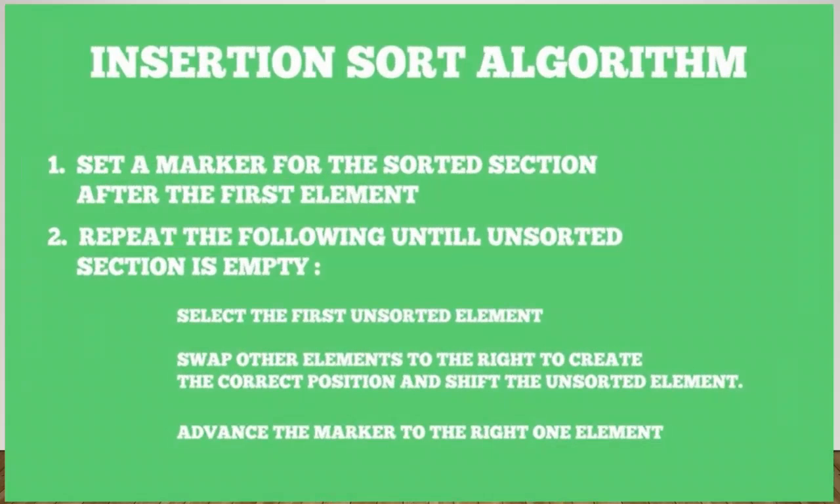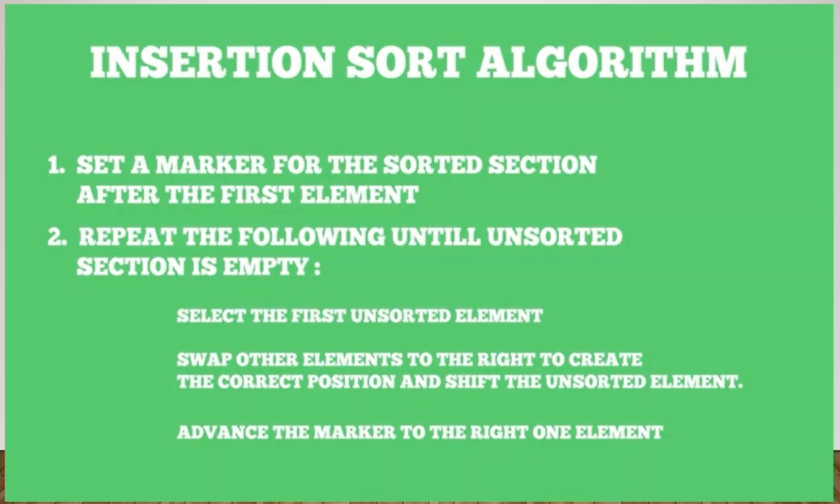The next sort we are going to see is insertion sort. What we have to do in insertion sort is set a marker for the sorted section after the first element. Here also we have two sections or two parts in the array: one is the sorted section and the other is the unsorted section. So keep a marker in the sorted section. The second step is to repeat the following until the unsorted section is empty.